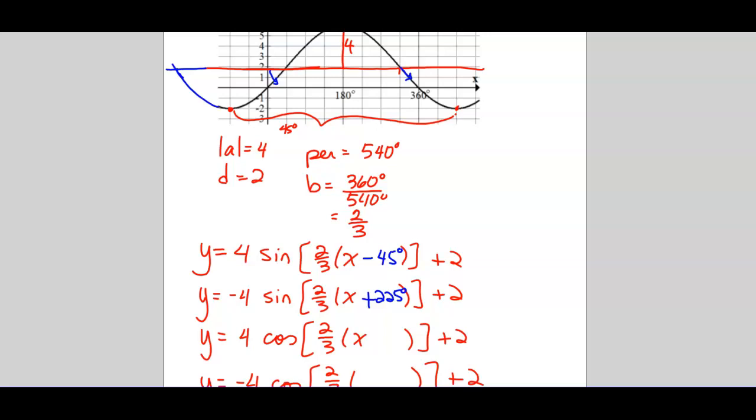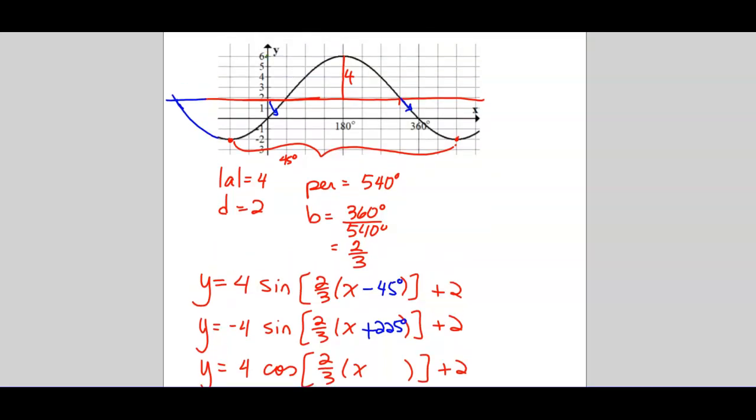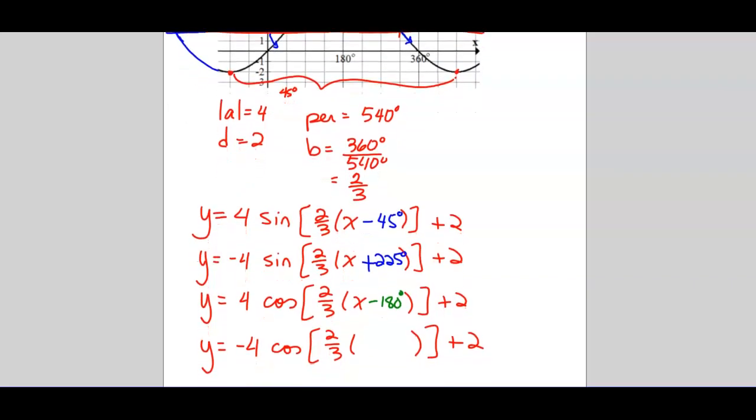Cosine is up here and going down, so that's obvious that this is closer. That's 180 degrees to the right. And then cosine negative would be here up, and that is pretty obvious, so that would be 90 to the left. Oops, I forgot that.